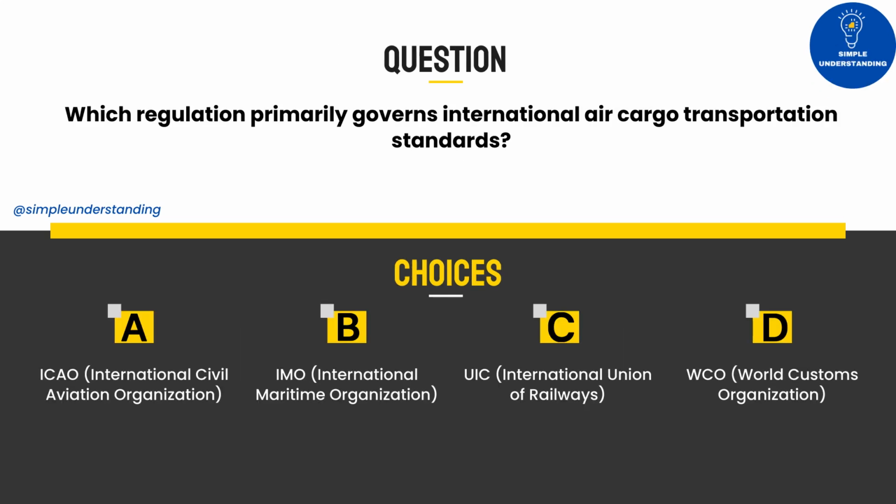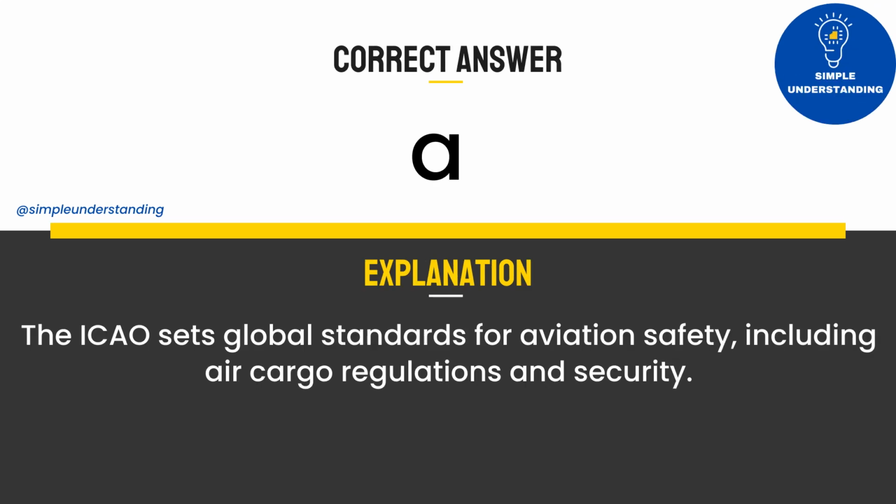transport. 6. Which regulation primarily governs international air cargo transportation standards? A. ICAO, International Civil Aviation Organization. B. IMO, International Maritime Organization. C. UIC, International Union of Railways. D. WCO, World Customs Organization. Correct answer: A. Explanation: the ICAO sets global standards for aviation safety, including air cargo regulations and security.